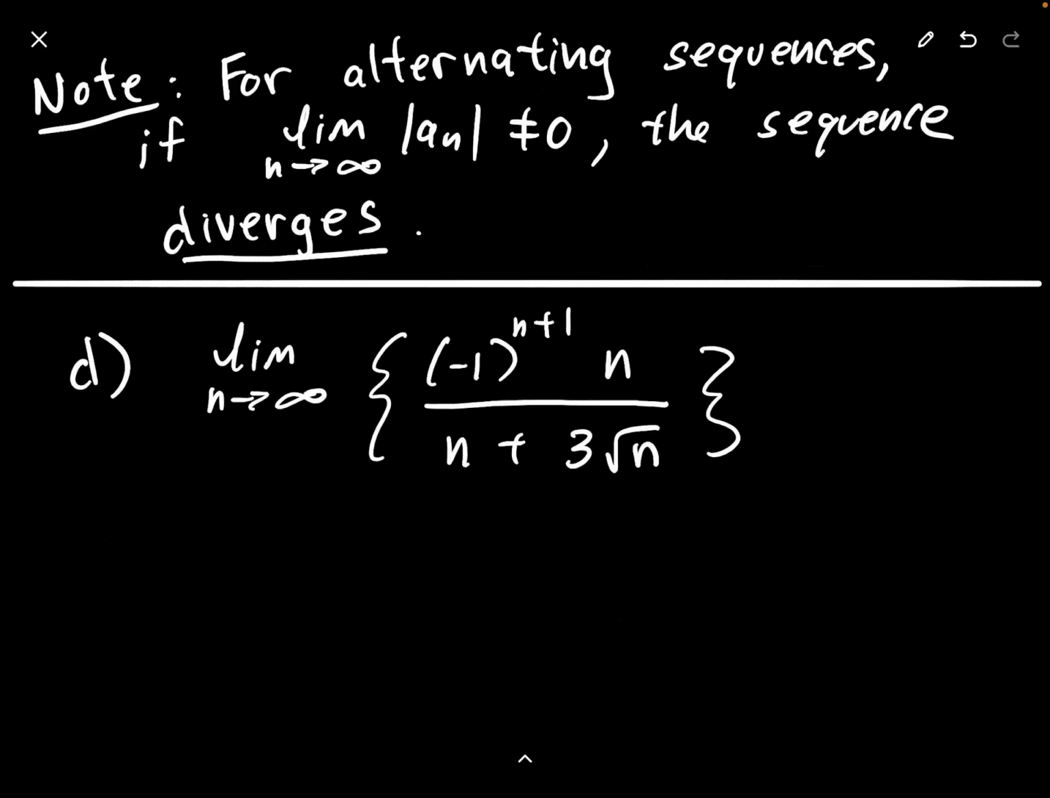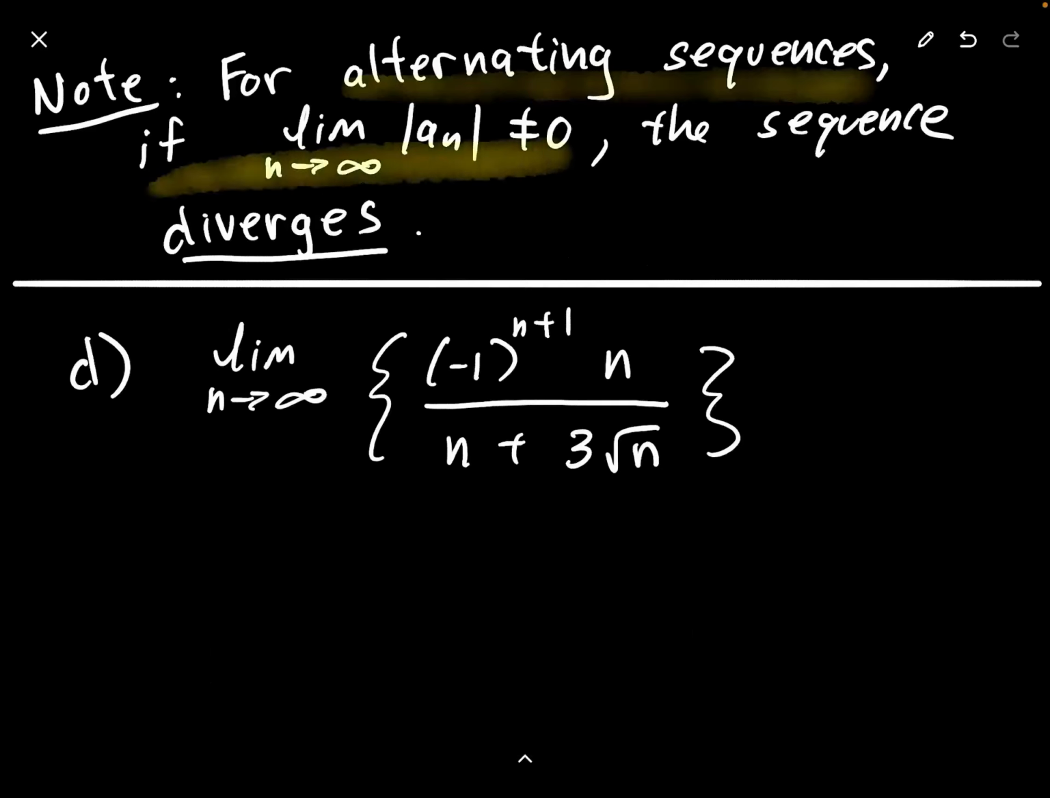Also note that for alternating sequences, if the limit of the absolute value of the nth term is not equal to 0, then the sequence will diverge, since the sequence will keep bouncing back between positive and negative values that are not 0.